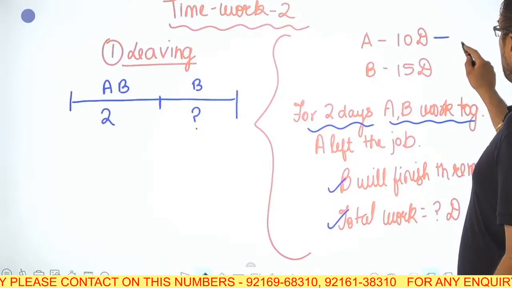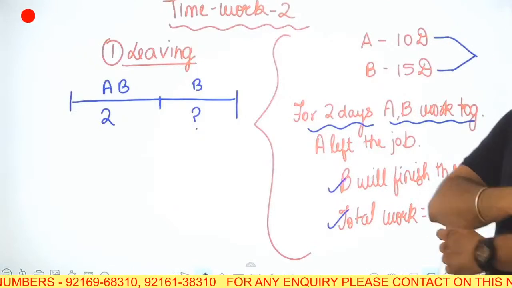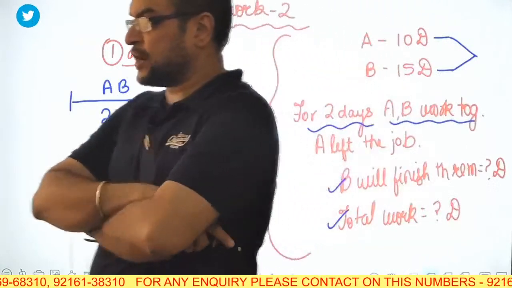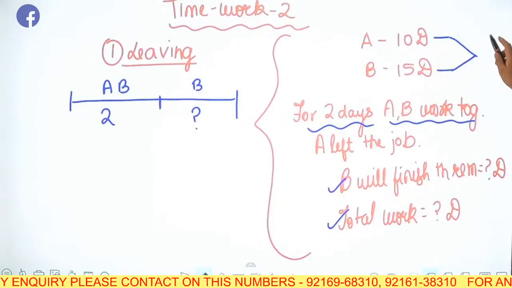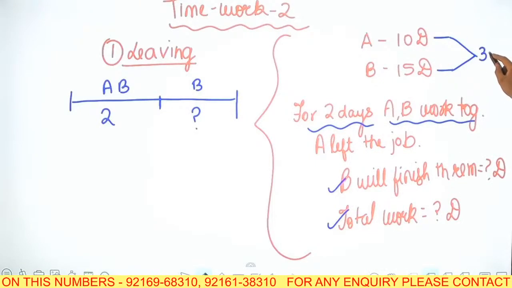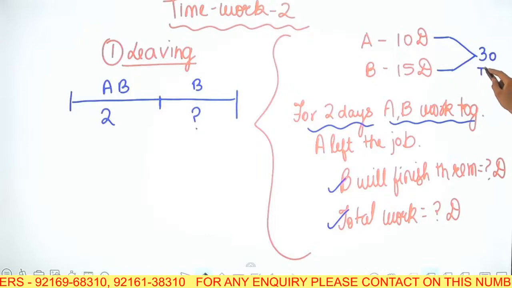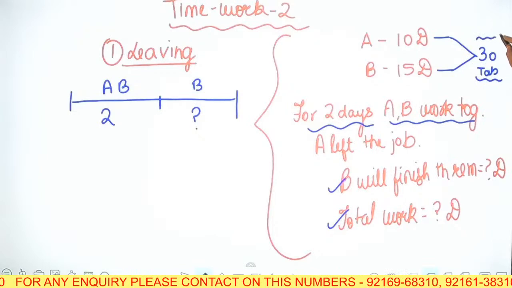Whenever a question of time and work is there, the first thing we do is draw this, and then take the LCM of 10 and 15, that is 30. So this 30 is the number of tables they need to make. This is the project that is given to them.